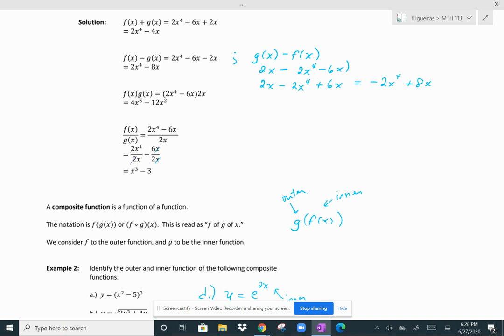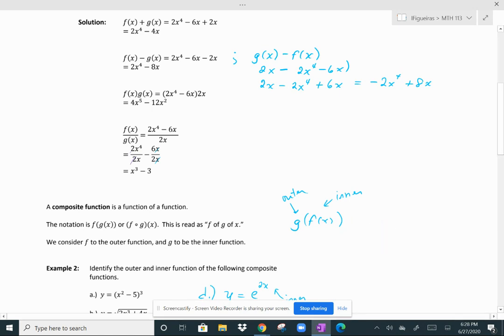So when you're considering composite functions, you have to understand which one is the outer function and which one is the inner function. So if it's written like either of these two ways, you would consider f to be the outer function and g to be the inner function. If you wrote it in the opposite order, like I did here on the right, g of f of x, then g would be considered the outer function and f would be the inner function.